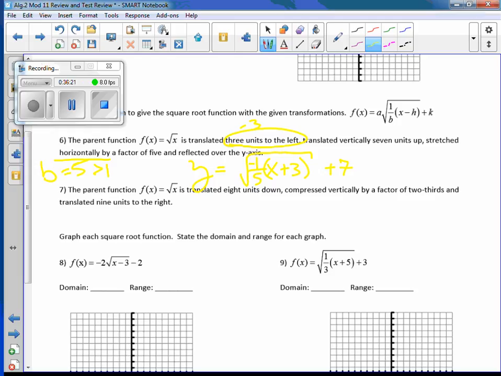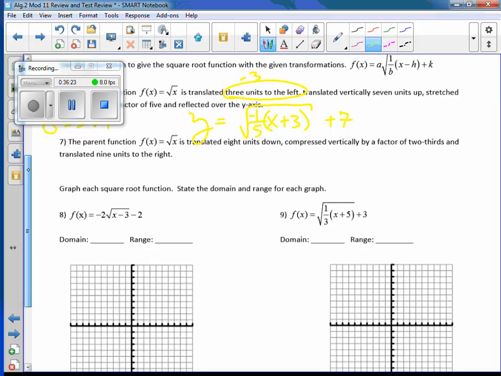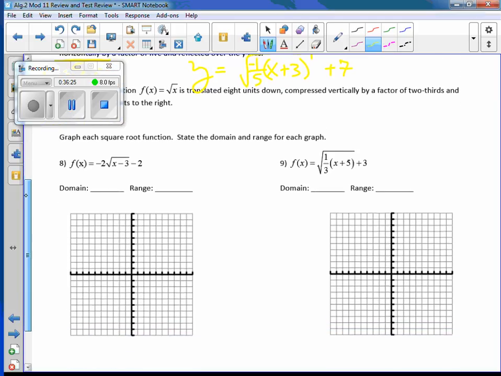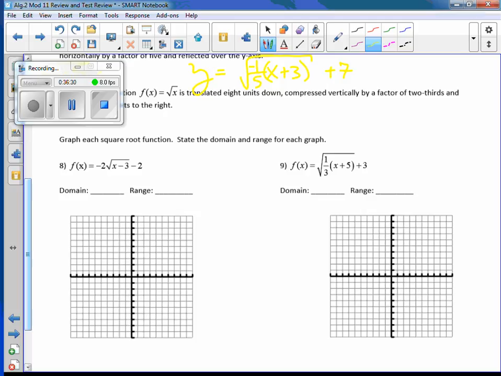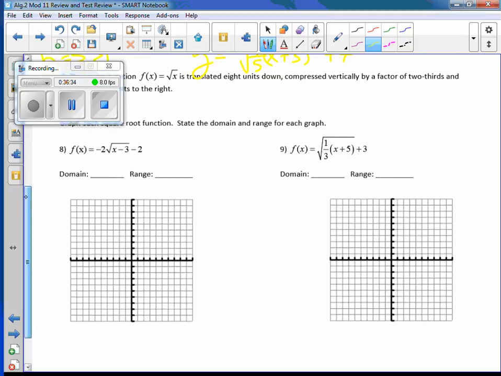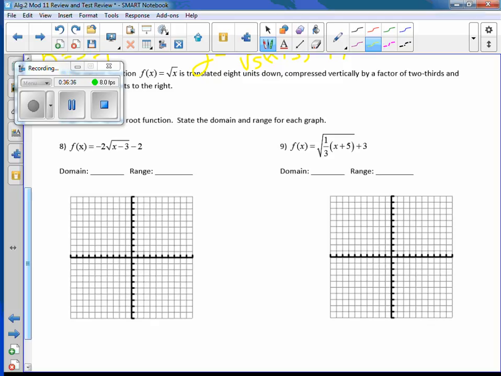All right, so now let's go on to the next one. So like I said, I'm going to kind of skip number 7. It's very similar. All right, now number 8 and 9 says graph each square root function, state the domain and range. Okay, all right, let's do it. I'm going to do number 9.